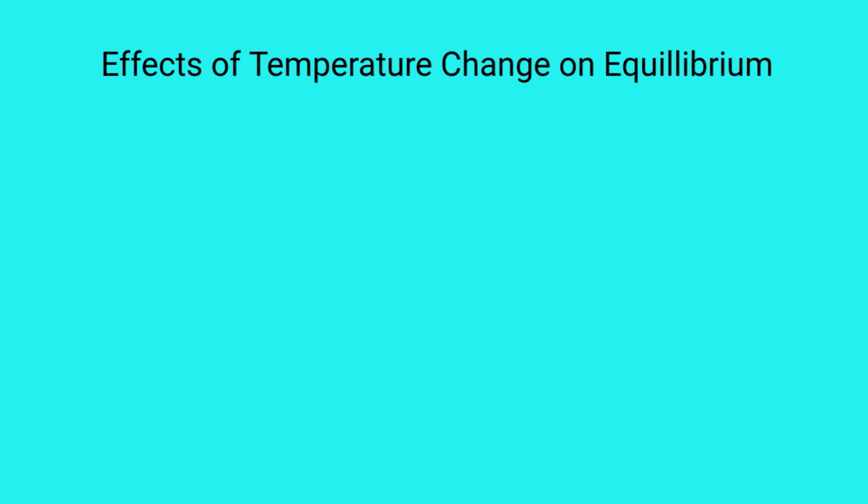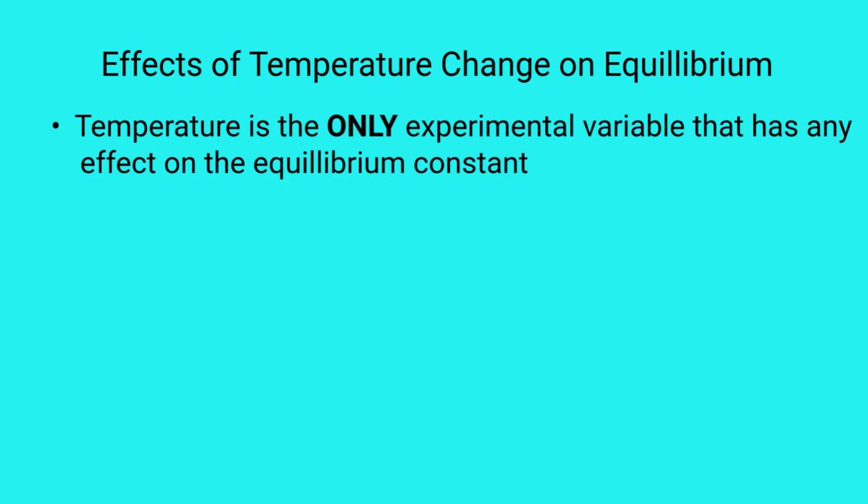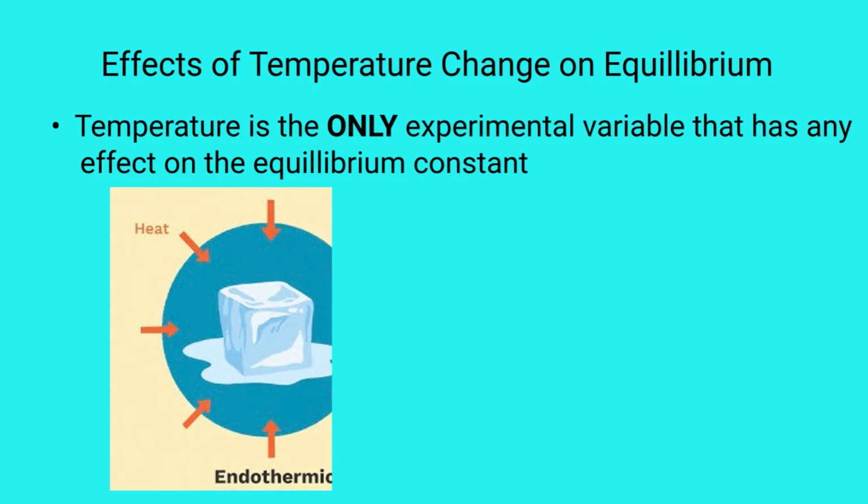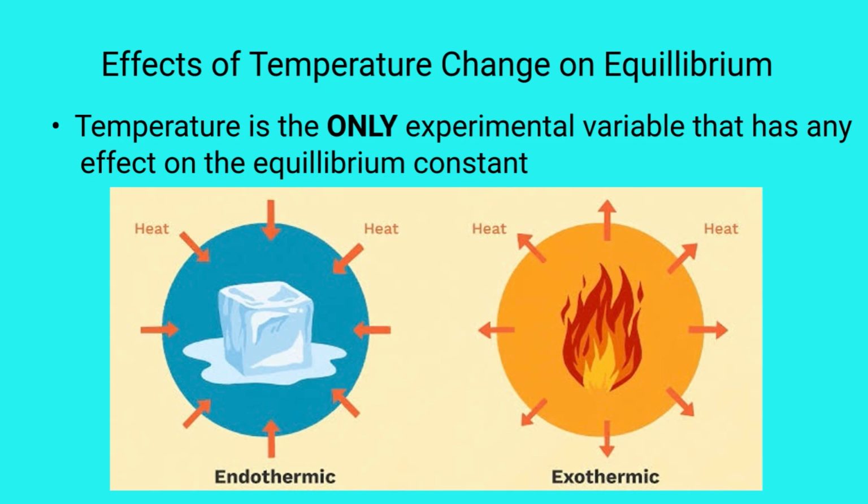Okay, so that was the effects of concentration change according to Le Chatelier's principle. We will look at the effects of temperature change on equilibrium now. Temperature is the only experimental variable that has any effect on the equilibrium constant. The direction that the equilibrium constant and equilibrium changes from temperature depends on if the reaction is endothermic or exothermic.